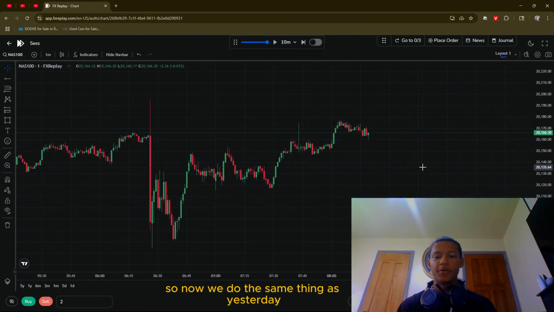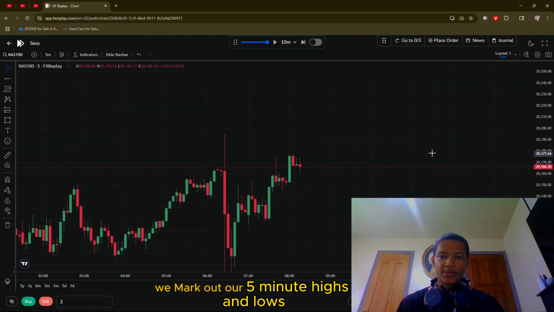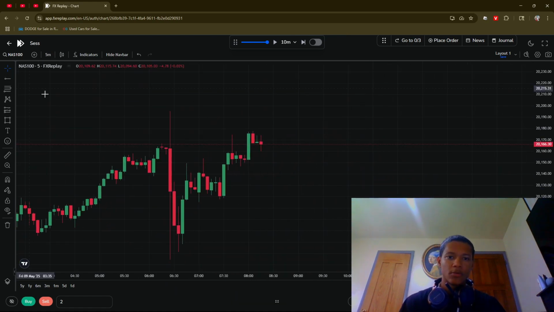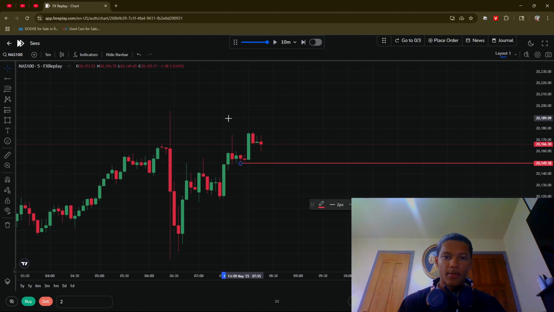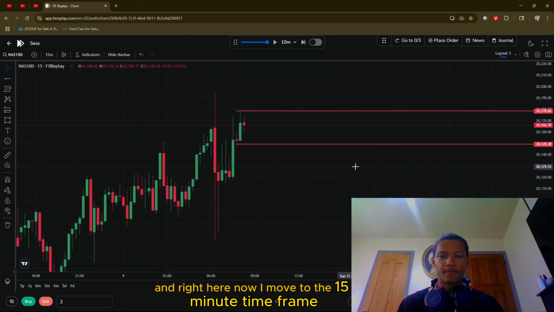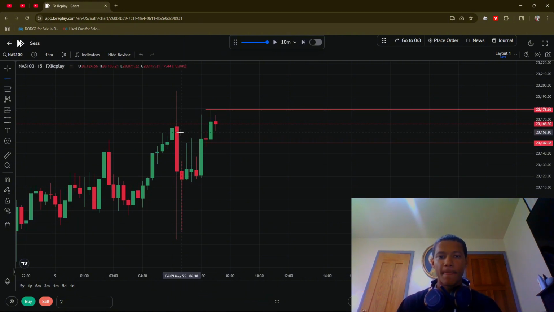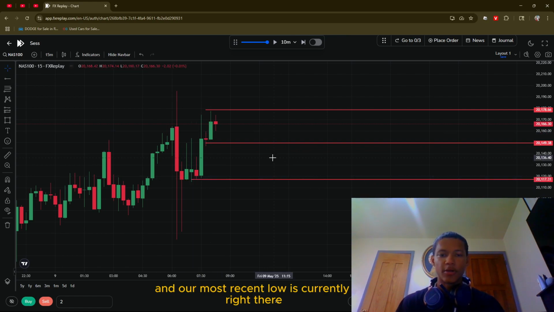So now we do the same thing as yesterday. We mark out our 5 minute highs and lows right here and right here. Now I move to the 15 minute time frame. Most recent high has already been taken out, which is right here, right here. And our most recent low is currently right there.